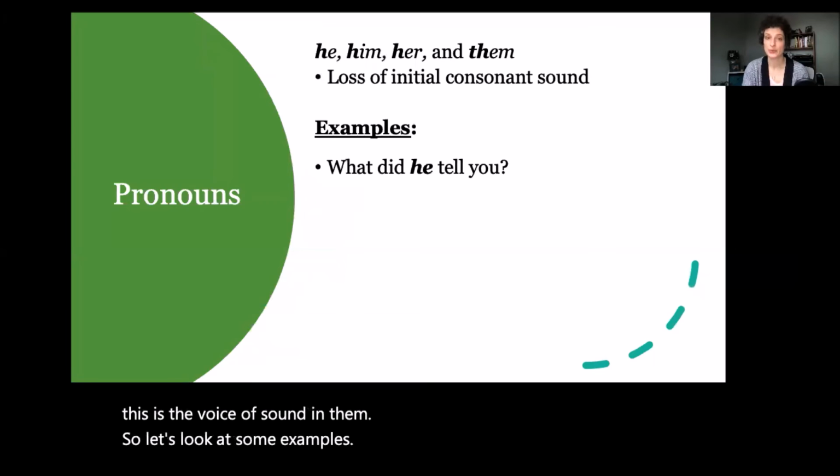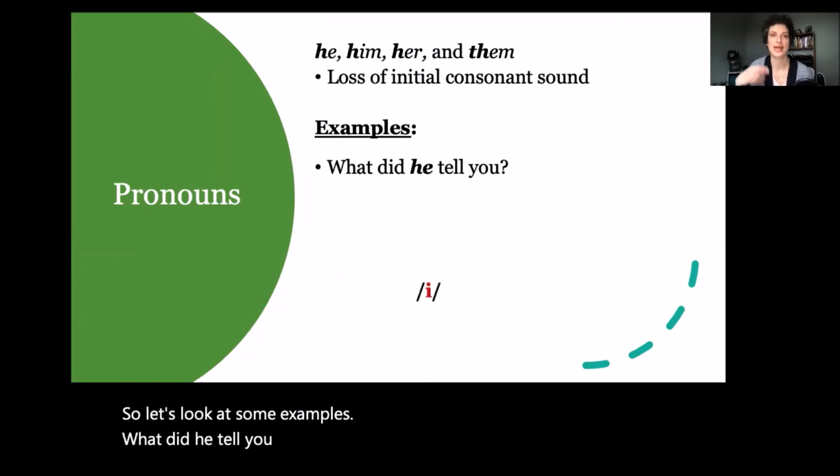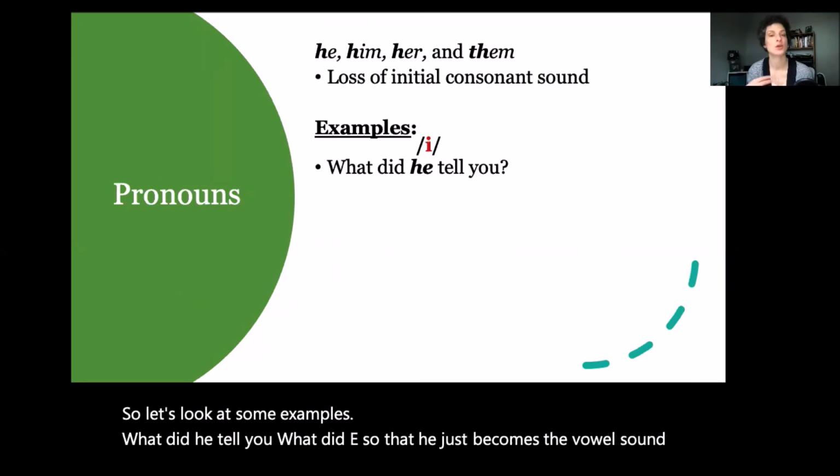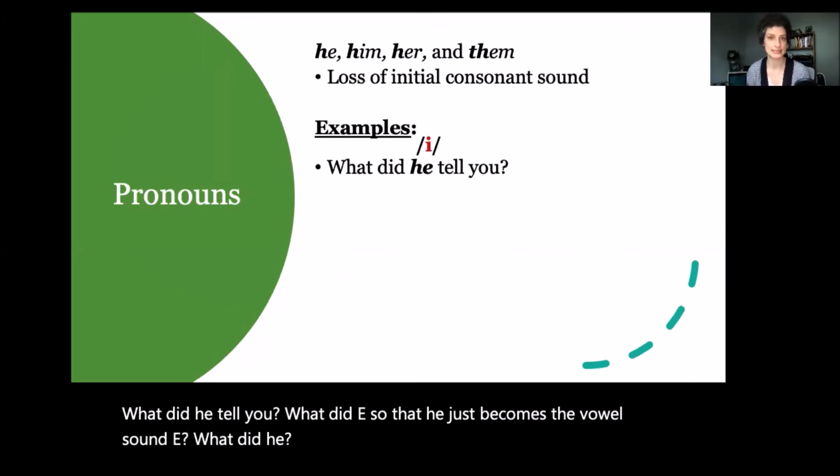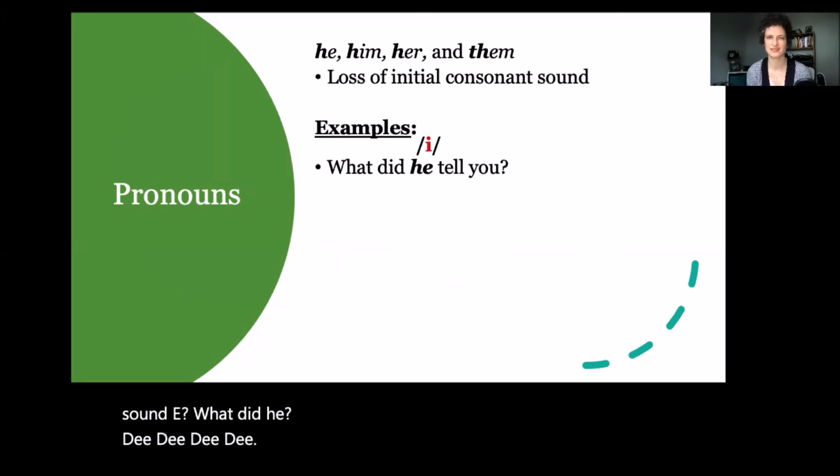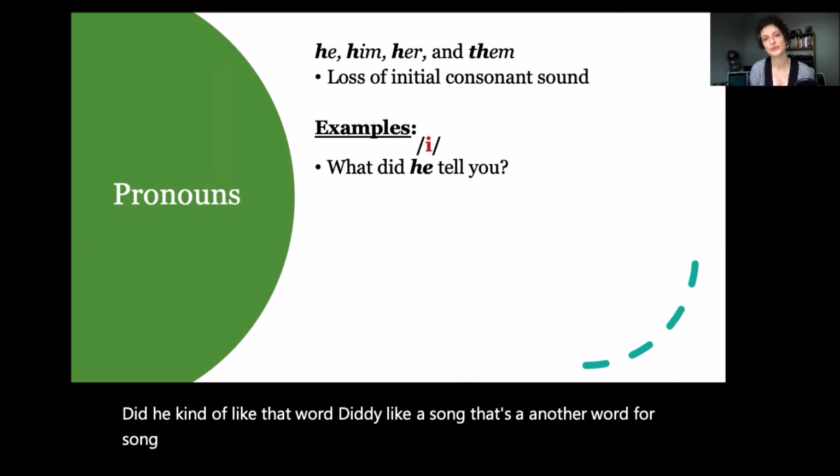What did he tell you? What did he? So that "he" just becomes the vowel sound E. What did he? Did he? Kind of like that word "ditty," like a song. It's another word for song, a ditty. What did he tell you?